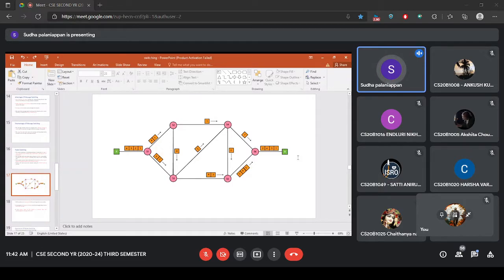In message switching, we used to have a single message. The entire message will be compiled into a single message. Here, the message is split into a number of packets. Each packet will take a different route, right?